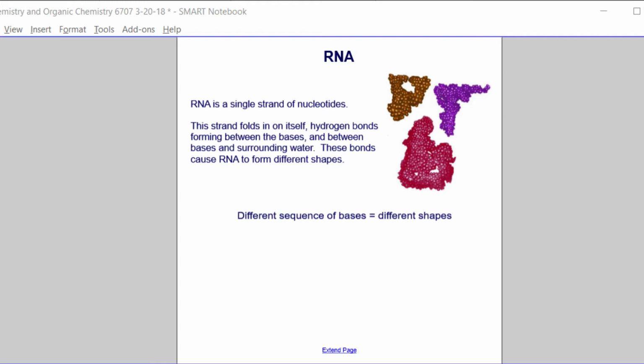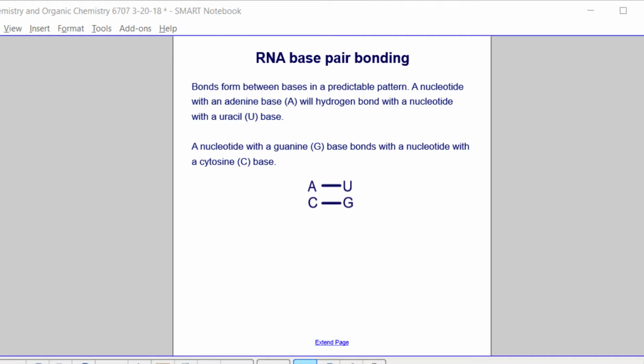RNA is a single strand of nucleotides. This single strand folds in on itself, and hydrogen bonds can form between the bases and between bases and surrounding waters. These bonds cause RNA to form different shapes. The different sequences of the nitrogenous bases lead to the folding of different shapes.